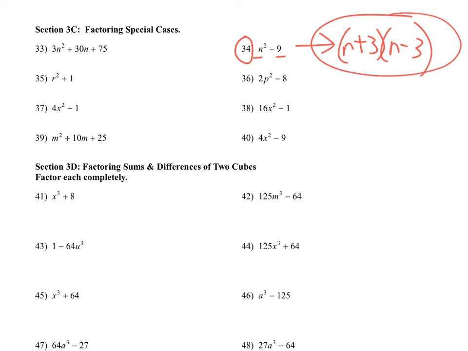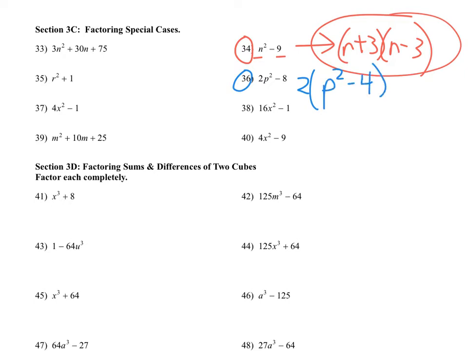So let's go down to 36 then. So that's a binomial, but it's not a difference of two squares, because 2p squared, we have p squared, but we have the 2 out in front, and 8's not a perfect square either. But I can take a 2 out, so you want to take out a 2 first, and then I'm left with p squared minus 4.